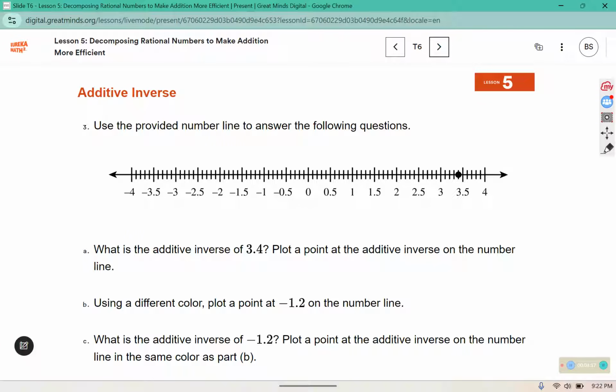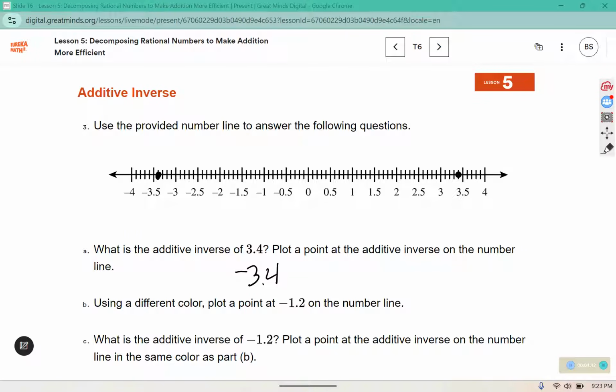Use the provided number line to answer the following questions. What is the additive inverse of 3.4? Plot a point at the additive inverse on the number line. The additive inverse is the fancy math way of saying the opposite. When we add those two together, we should end up at 0. So we're plotting negative 3.4 on the number line.